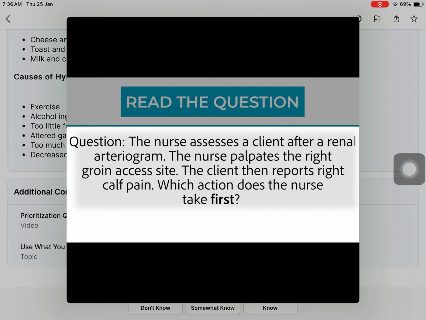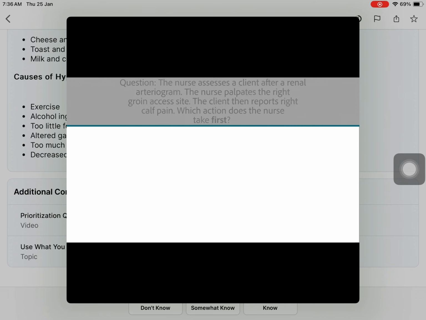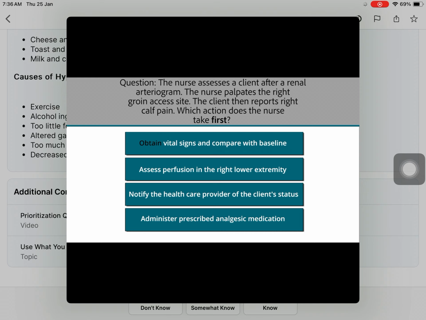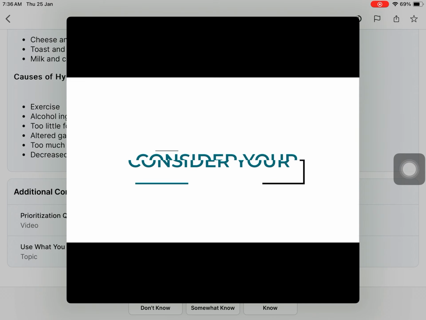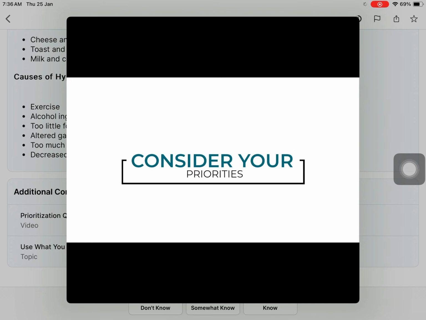The nurse assesses a client after a renal arteriogram. The nurse palpates the right groin access site. The client then reports right calf pain. Which action does the nurse take first? Obtain vital signs and compare with baseline. Assess perfusion in the right lower extremity. Notify the healthcare provider of the client's status. Administer prescribed analgesic medications.